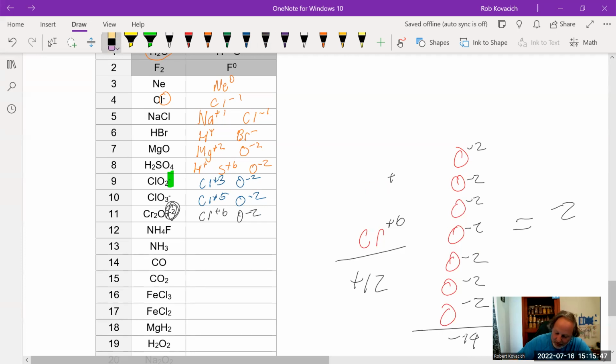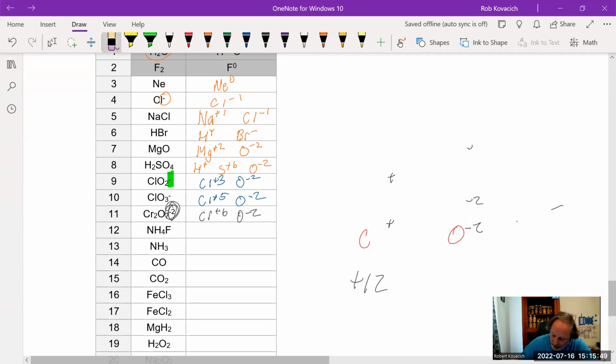Okay. This next one, we're back to a molecule. So my overall charge for this one has to be a 0.